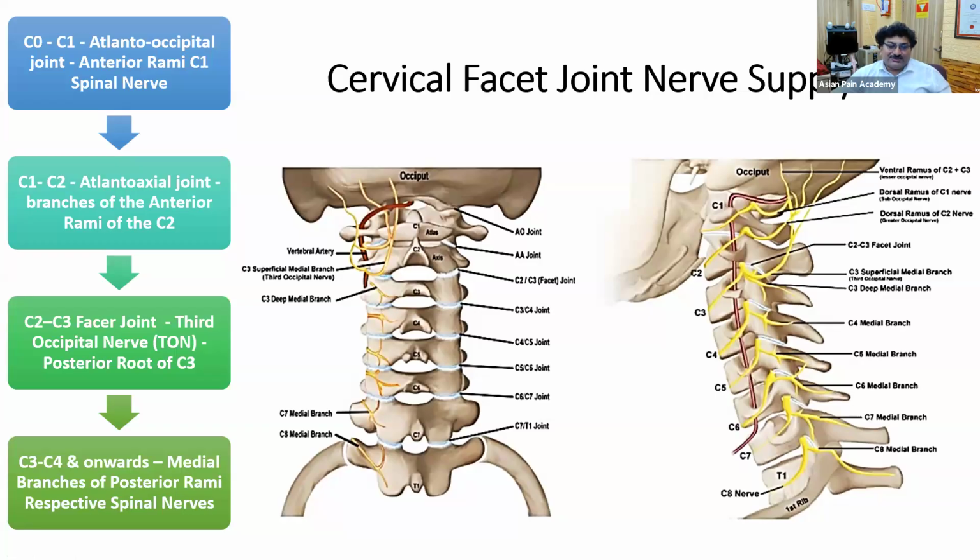So in that way, it is very simple. So C3 C4 onwards, the rule will be the same. So we know the location of these joints. Here there is only a difference at the level of C2 C3, because the medial branch is there supplying the facet joint, but the main trunk continues as the third occipital nerve. Similarly, from the C2, the branch goes above, going as the greater occipital nerve. So that is the difference in the upper area of the cervical spine.